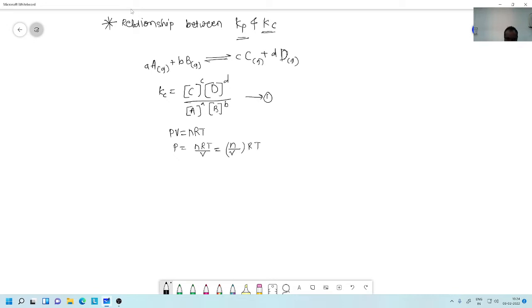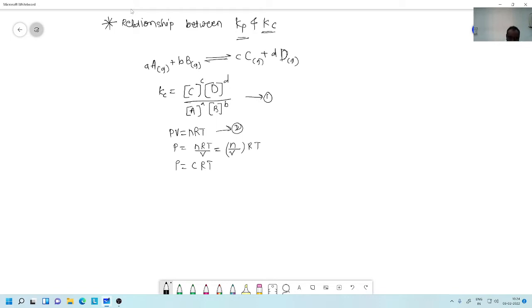Now this quantity n divided by V, n is the number of moles divided by volume, that is moles per liter. Therefore this is the concentration. The ideal gas equation can be written in the form of concentration, right? Therefore P is equal to CRT, where n by V is the concentration.